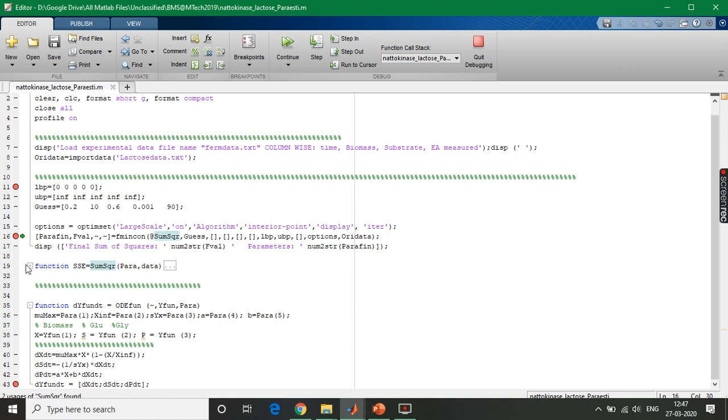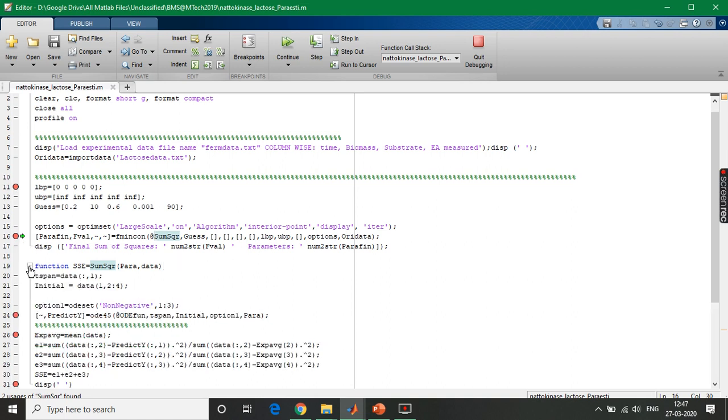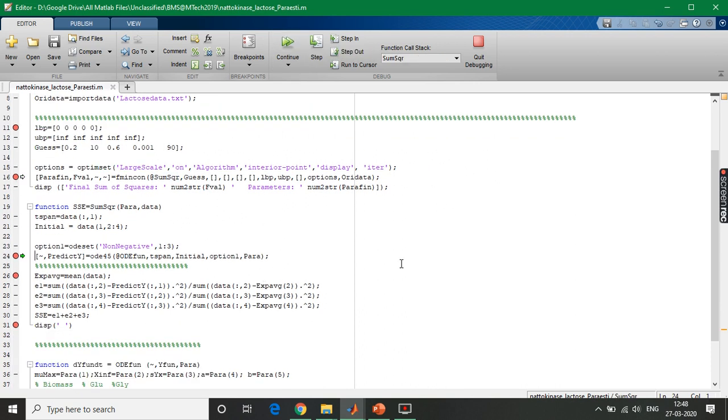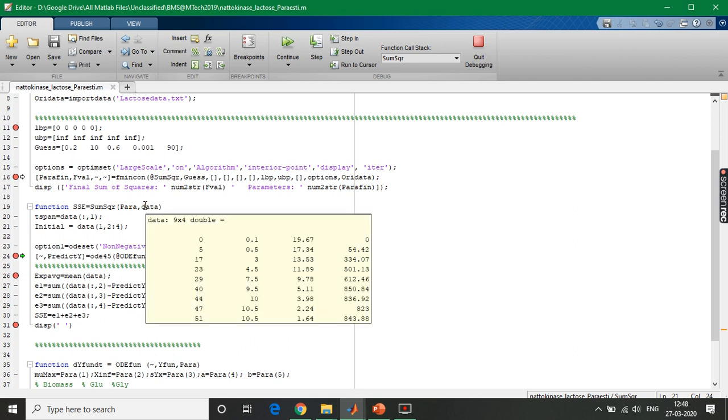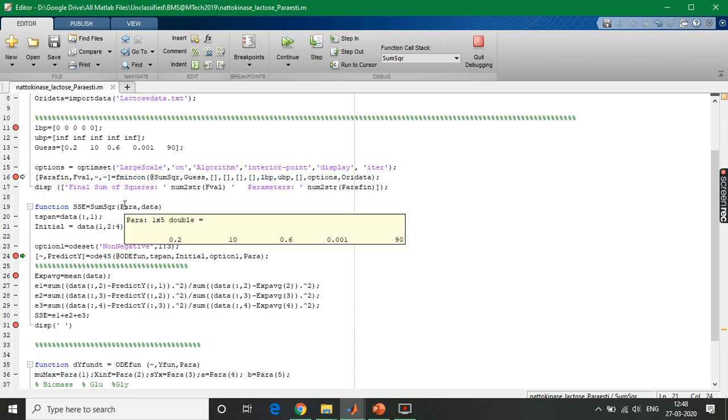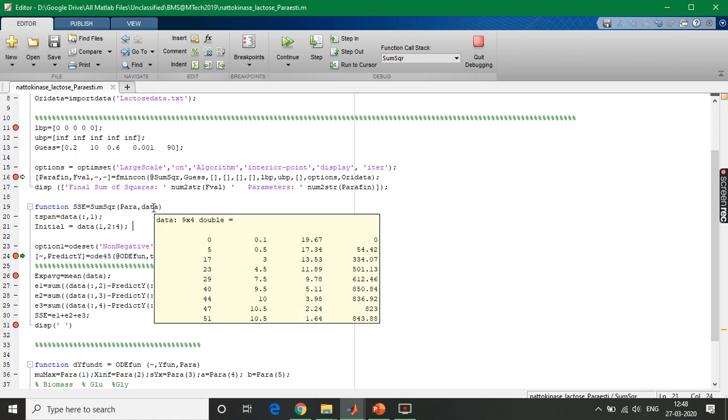Now let's see what is happening here. Once we continue across this line, it is actually transferring the control to the sum square function. You see, once I click, from this function it is coming to the function SSE. What is there in SSE? The SSE function input is the parameter. You see the same parameter is coming here, 0.2, 10, whatever initial values. The first time it is coming with the same values, and data is always the same original data. That is our parameter, and this is the data.